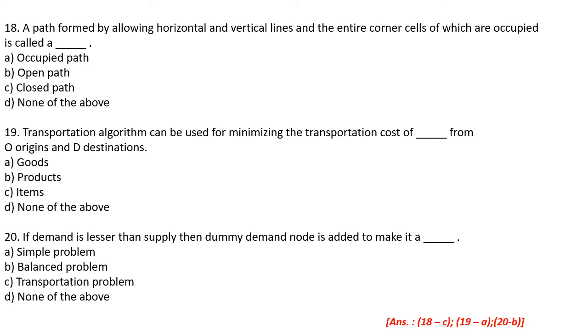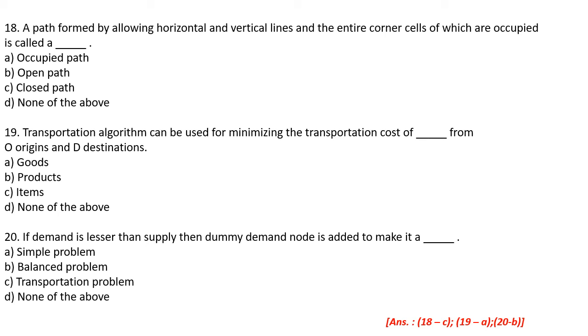19. Transportation algorithm can be used for minimizing the transportation cost of dash from O origins to D destinations. Option A, goods, option B, products, option C, items, option D, none of the above. The correct answer is option A, goods.